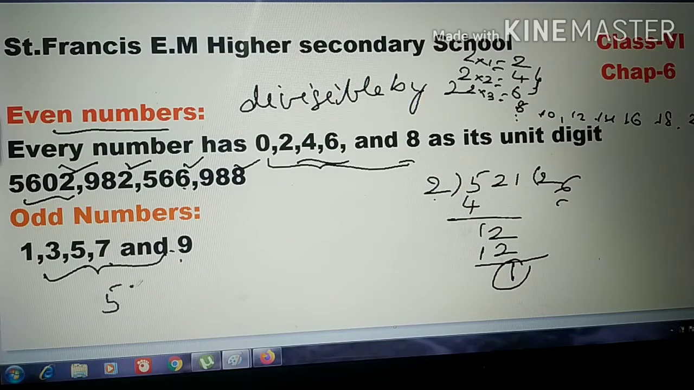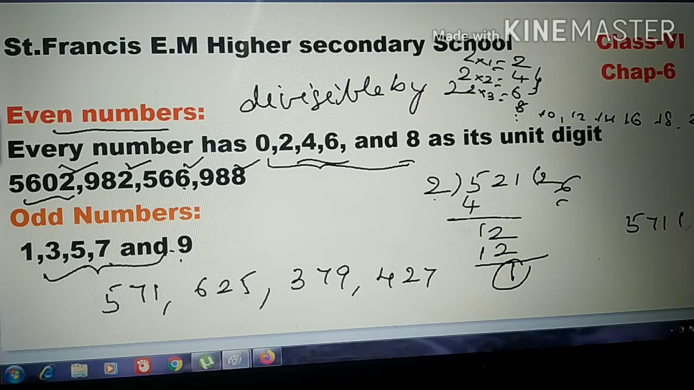See, for example, 571, 625, 379 and 427. If you see here 571, you can also divide each and every one and check this. I already did 521, so no need to do this one. I am taking 625. 2 3s are 6, we are getting 2. Again 2 1s are 2, getting 0. Again bringing down this 5. 2 2s are 4, getting 1 here as a remainder.